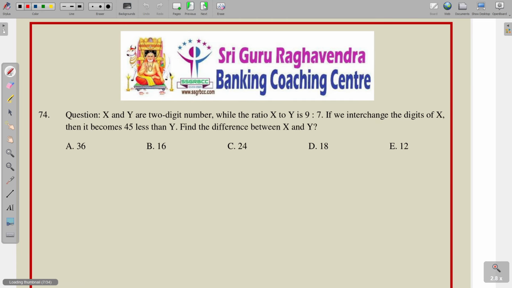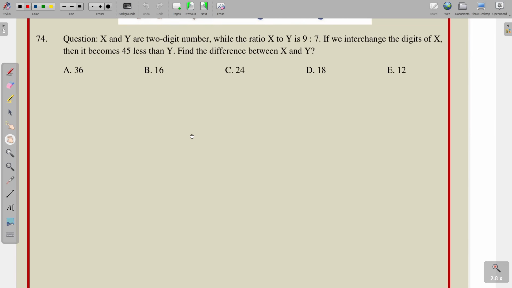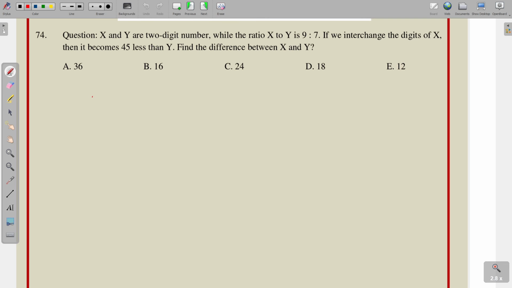Next question. X and Y are 2-digit numbers. X is a 2-digit number, please remember. Y is also a 2-digit number. The ratio between these two is 9/7, which means it is 9k, 7k. If we interchange the digits of X, then it becomes 45 less than Y. So Y is more. After interchanging the digits of X, Y is 45 more. Find the difference between X and Y. First find the values of X by putting values for k.